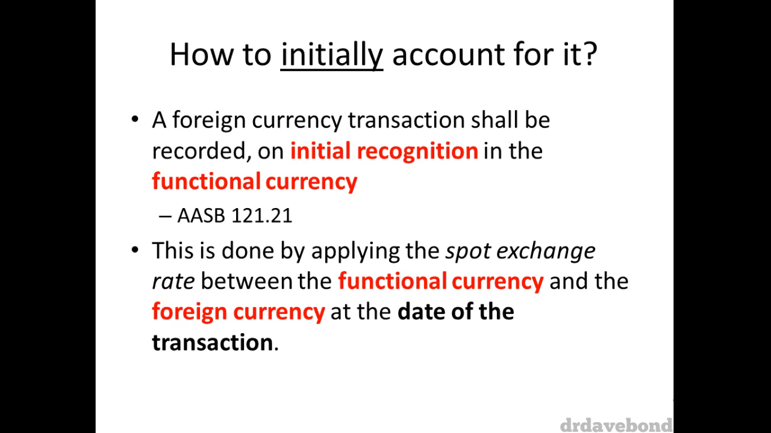So for example, if I was a reporting entity, which I'm obviously not, but if I was and I bought a pair of shoes today from the US, I would convert the US dollar cost of the shoes to Australian dollars by using the exchange rate today.